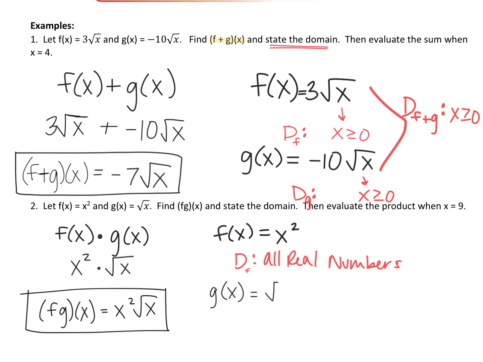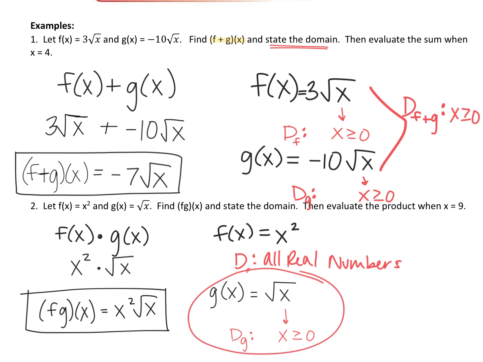G of x is the square root of x. We just did this. If I have a root function, we want that to be greater than or equal to 0. So the domain of g is x greater than or equal to 0. Okay, we'll talk about the domain of all of it together when we get back.